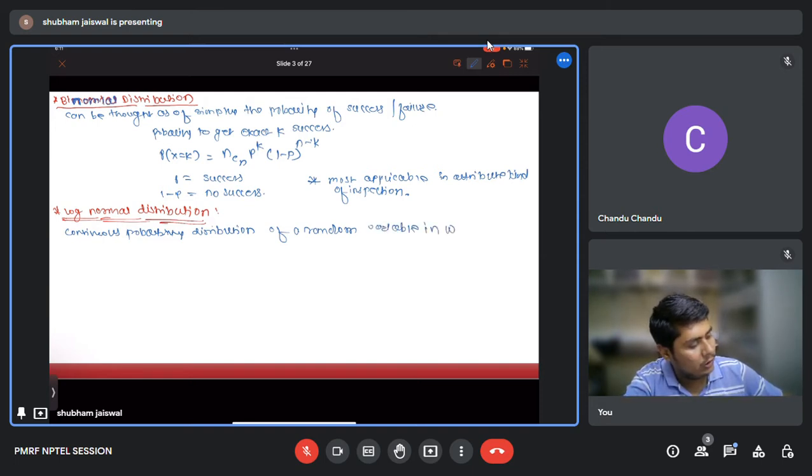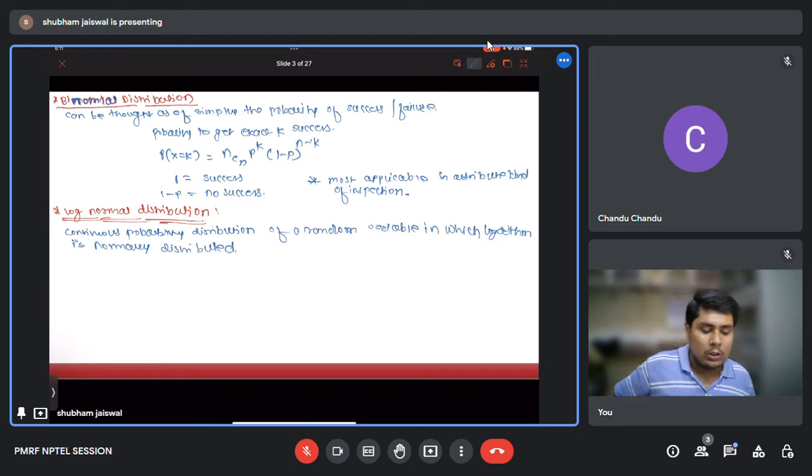In which the logarithm is normally distributed. So failure or durability projection, or the event whose outcomes tend to be skewed towards the extreme of the distribution. That time we use log normal distribution.